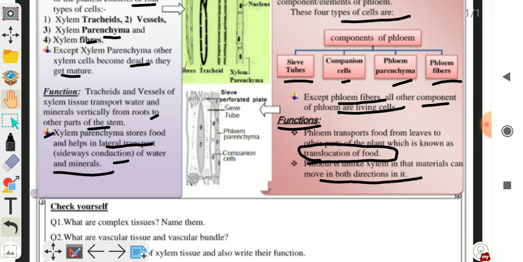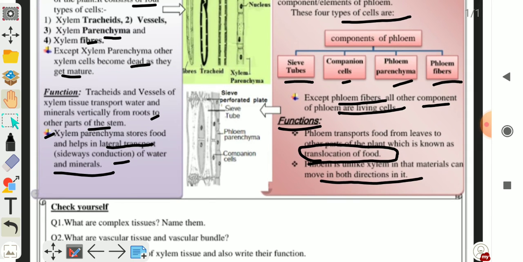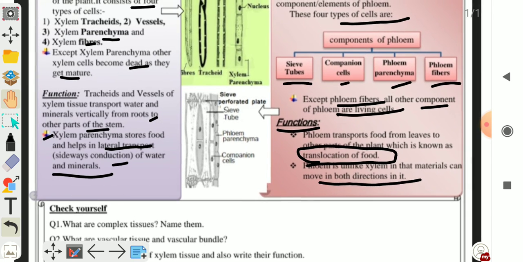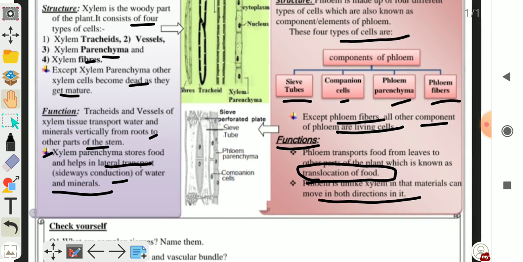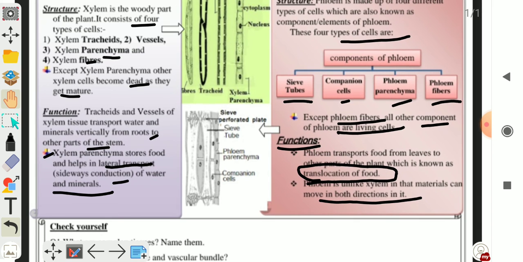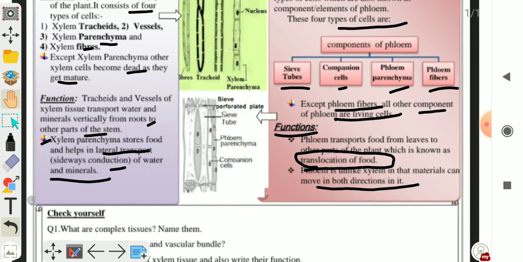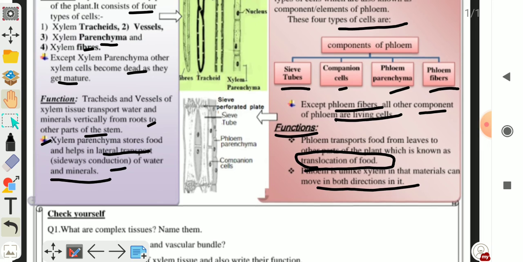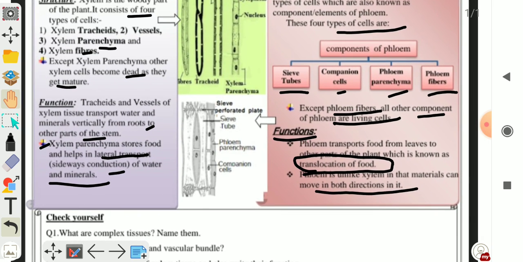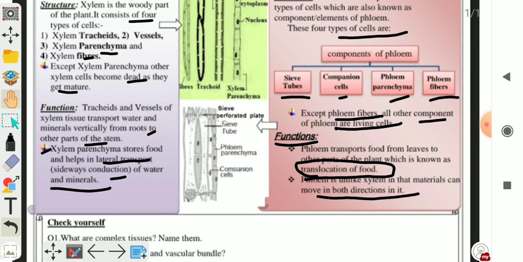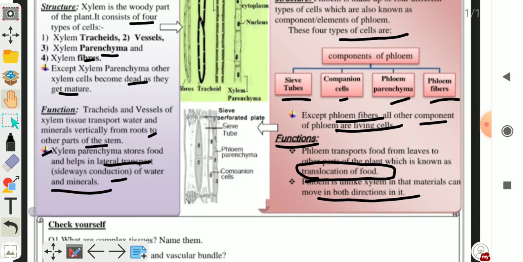Third, xylem tissues transport water and minerals vertically, while the phloem transports materials in both the directions. Fourth, xylem cells are dead cells except xylem parenchyma, while the phloem cells are living cells except phloem fiber.